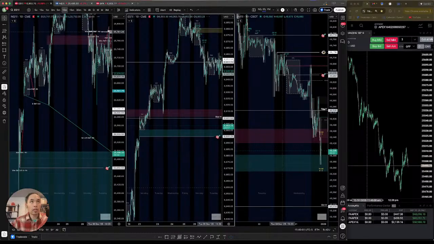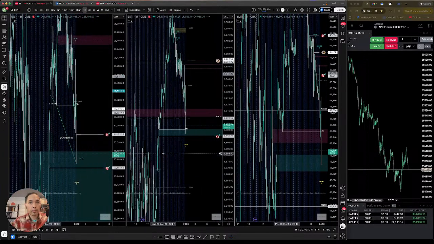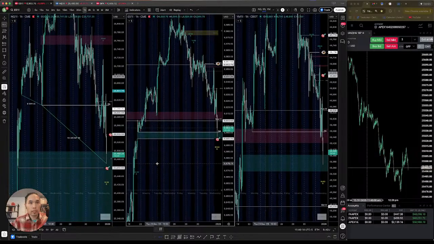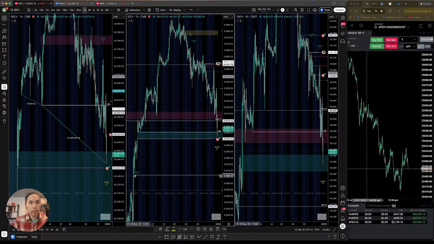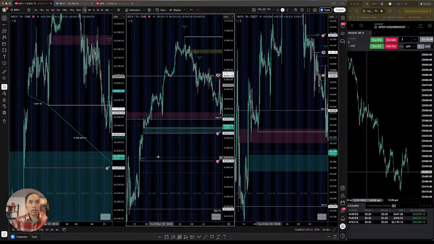And let's see what the hourly looks like. There's another target right here, probably. The next gap that needs to be filled. We might hit that end of the week. We might, just looking bearish.